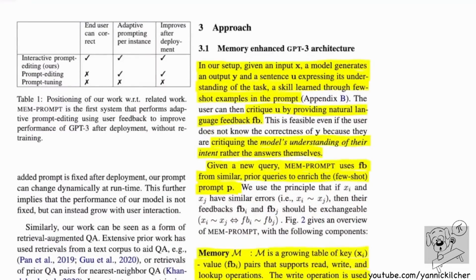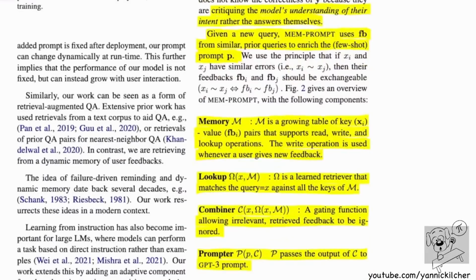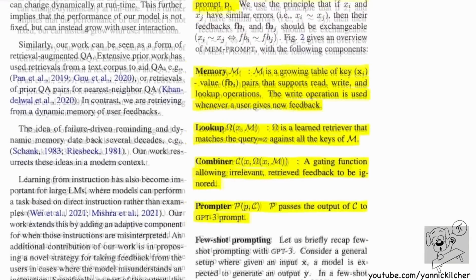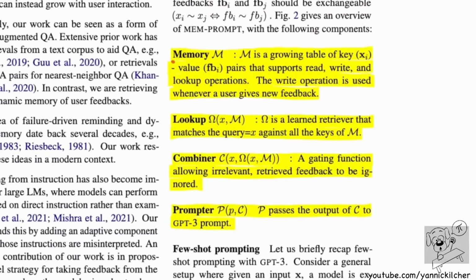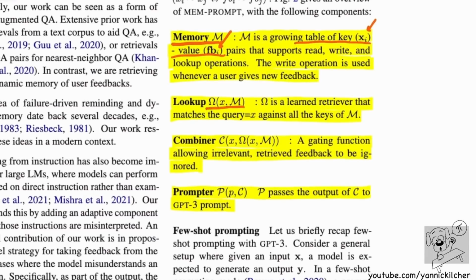So let's look in a little bit more detail into the system. The system has 4 distinct parts. This memory that we've just talked about is a growing table of key-value pairs, the key being questions that have been misunderstood, and the value being user feedback. So obviously the user only chooses to give feedback if the user was misunderstood, and therefore the memory only contains those things. There's a lookup function, which I guess is the most complex of the functions right here.